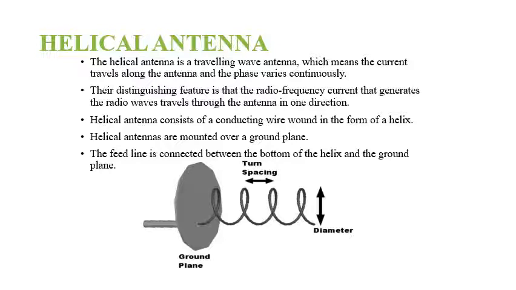Also, the helical antenna is a traveling wave antenna, which means the current travels along the antenna and the phase varies continuously. The important feature of this antenna is that the radio frequency current that generates the radio waves travels through the antenna in one direction.